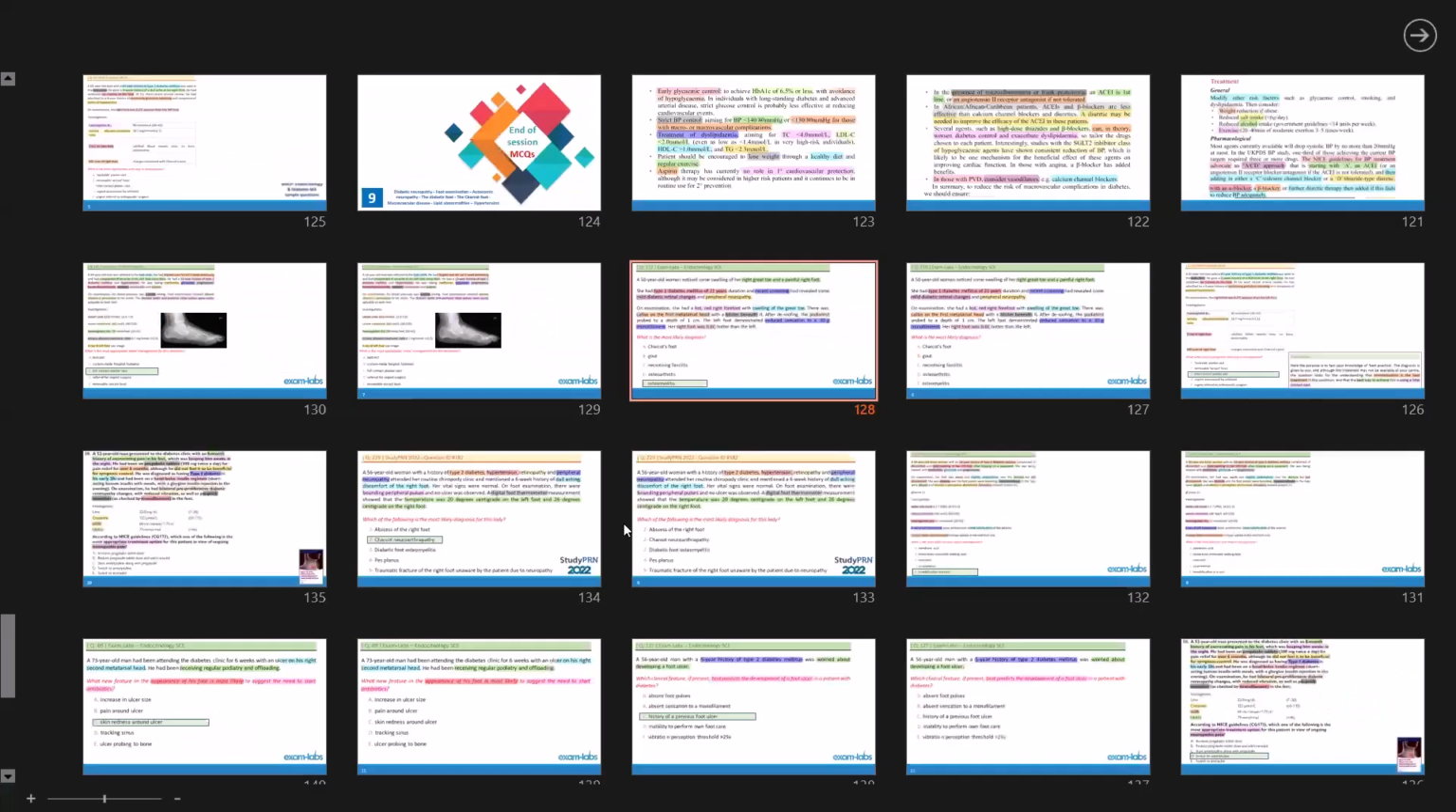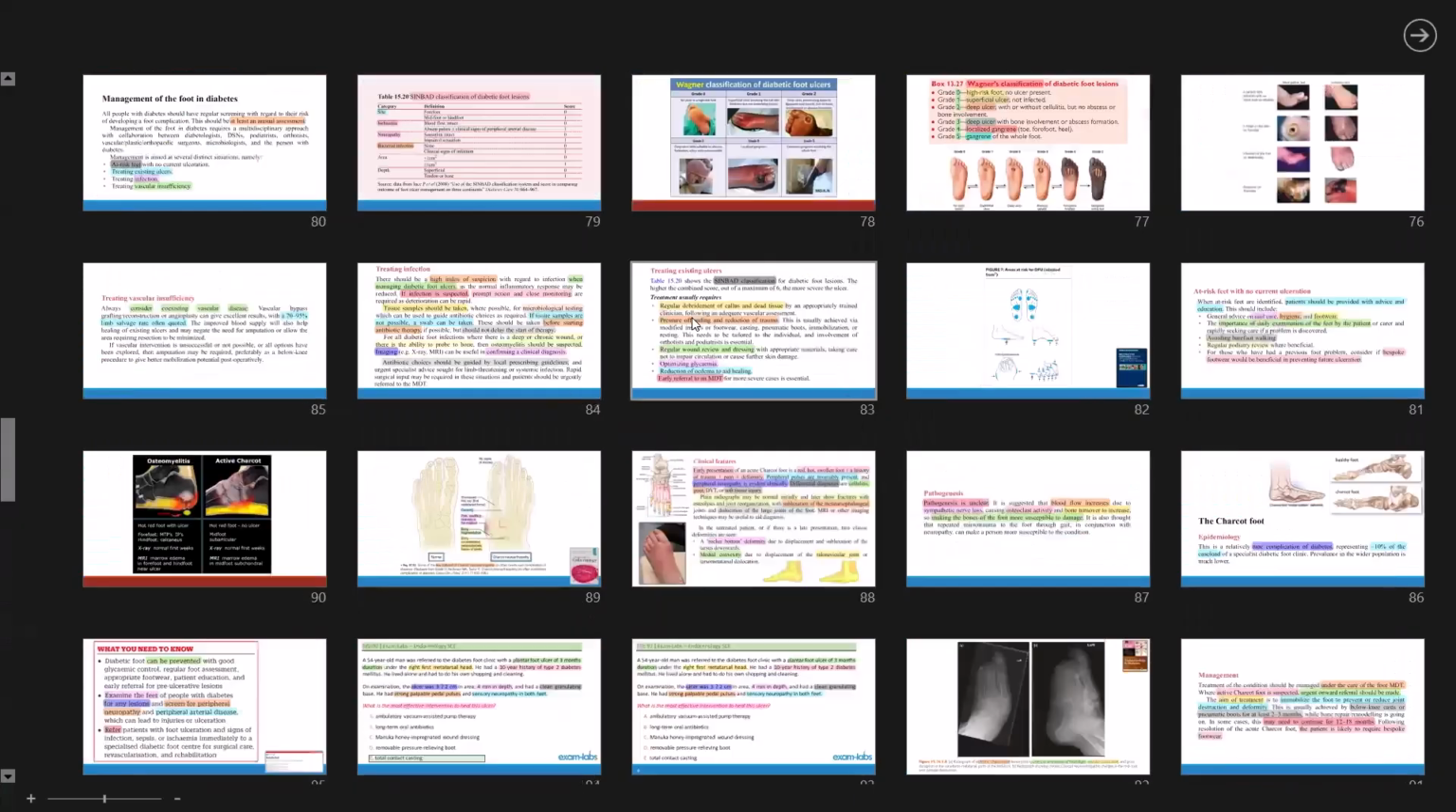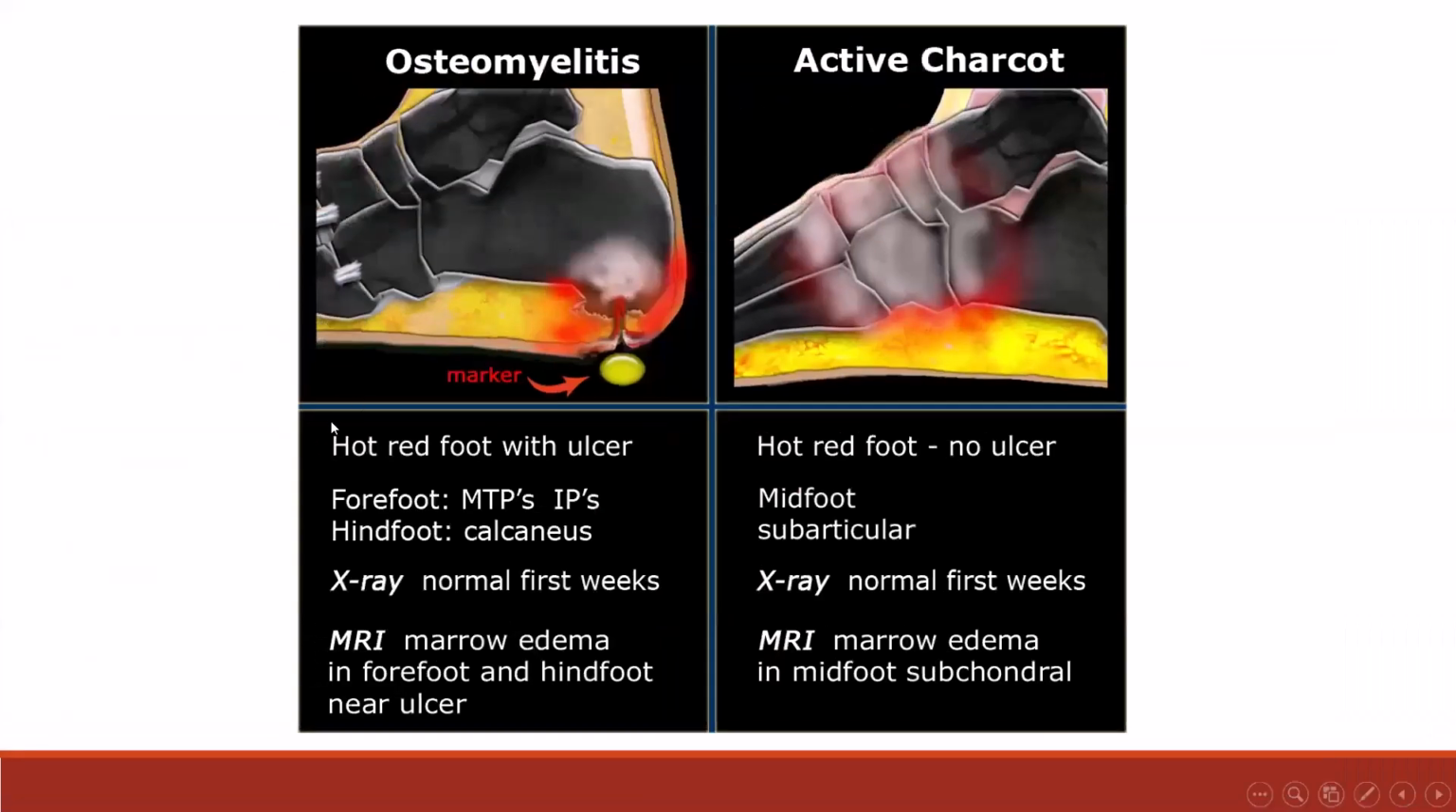So don't forget, this image is actually important. I would like to go to it again. This one: hot red foot and ulcer, forefoot and hind foot, this is osteomyelitis. Hot red foot, no ulcer, and mid foot, this is active Charcot.